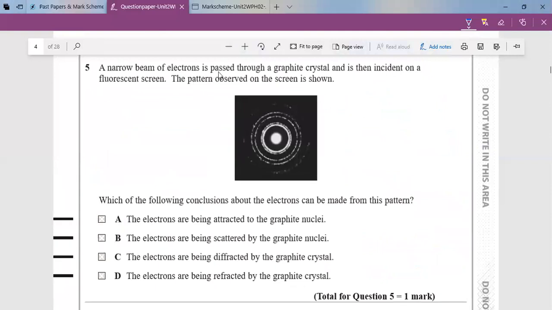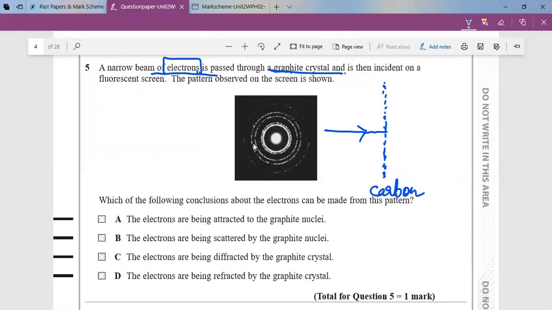A narrow beam of electrons is passed through a graphite crystal and is then incident on a fluorescent screen. The pattern observed on the screen is shown over here. You've got some electrons passing through the graphite crystal. Graphite means it's actually carbon, and if it is carbon, it might have numerous carbon atoms inside of it. Now you've got electrons coming here and hitting it.